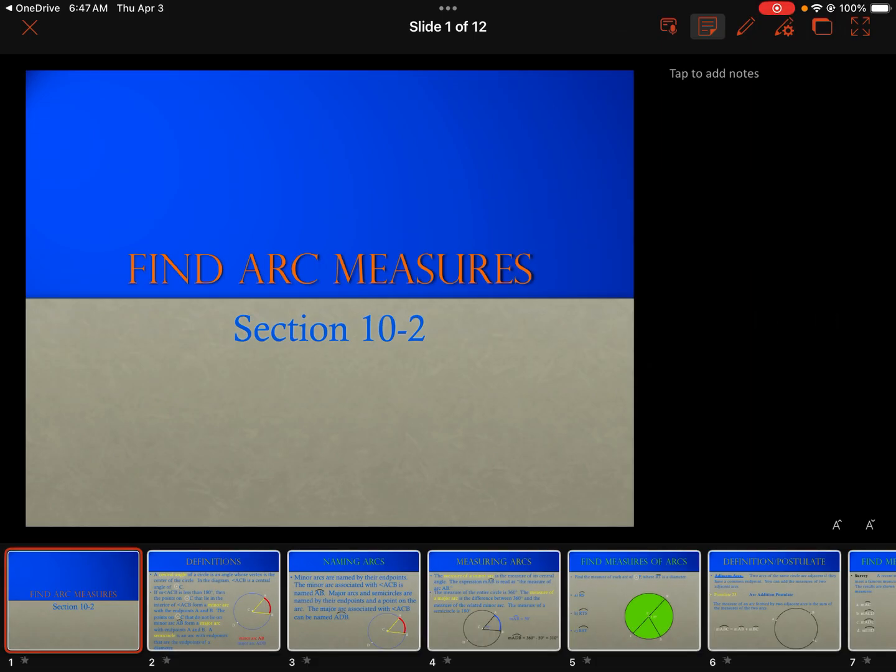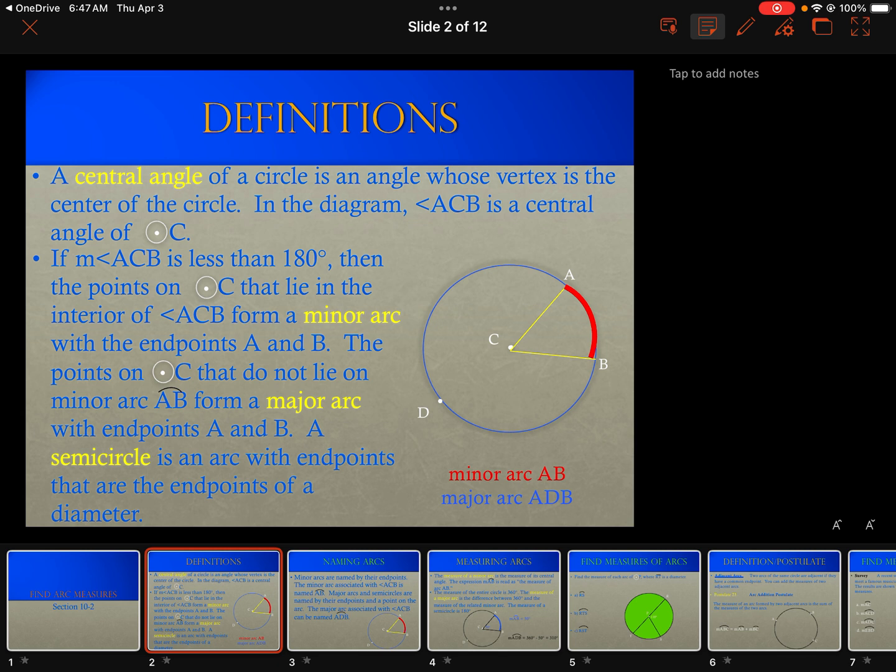This is section 10.2. We're going to find arc measures. A central angle of a circle is an angle whose vertex is the center of the circle. In the diagram, angle ACB is a central angle of circle C.